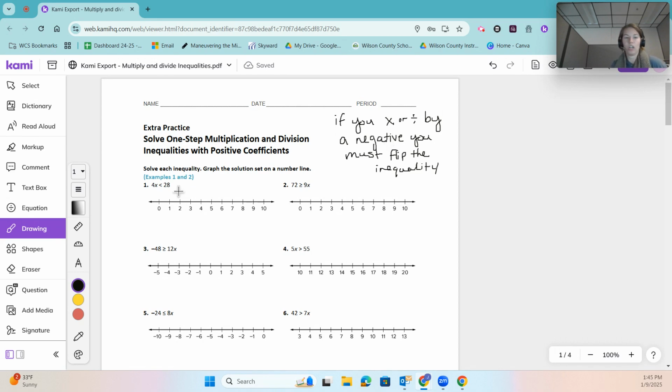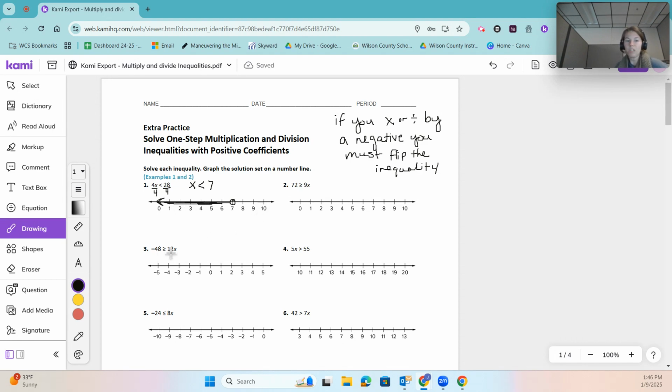So let's take a look at question 1. This one has a positive coefficient. We have 4x is less than 28. In order to solve this, I divide by 4. 4 is positive, so nothing changes in this problem. x is less than 28 divided by 4, which is 7. So we are doing an open circle at 7. It's open because it is not "or equal to," and the numbers less than 7, like 6, 5, 0, are less than 7, so my arrow goes in this direction.